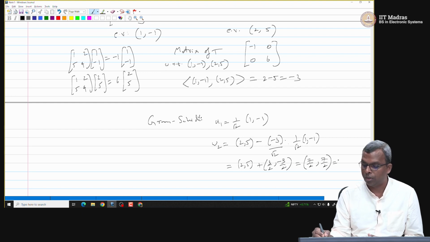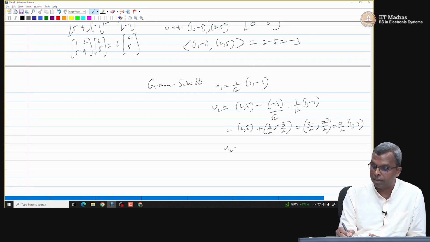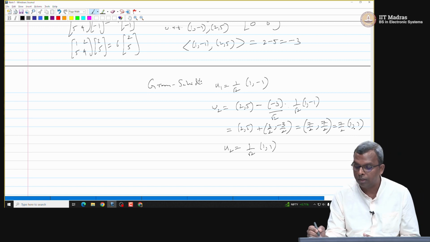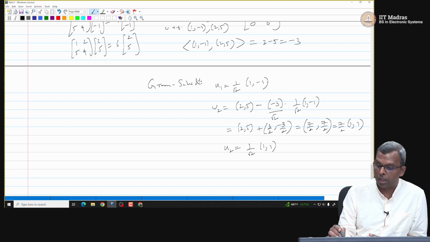Oh, how nice is that? So that ends up being 7 by 2, 1 comma 1. So now you can normalize, it's very easy to normalize this. So you'll just get 1 by root 2, 1 comma 1. Okay, so this is very nice. So the orthonormal basis with respect to this became 1 comma minus 1, 1 comma 1, of course normalized with root 2, root 2.